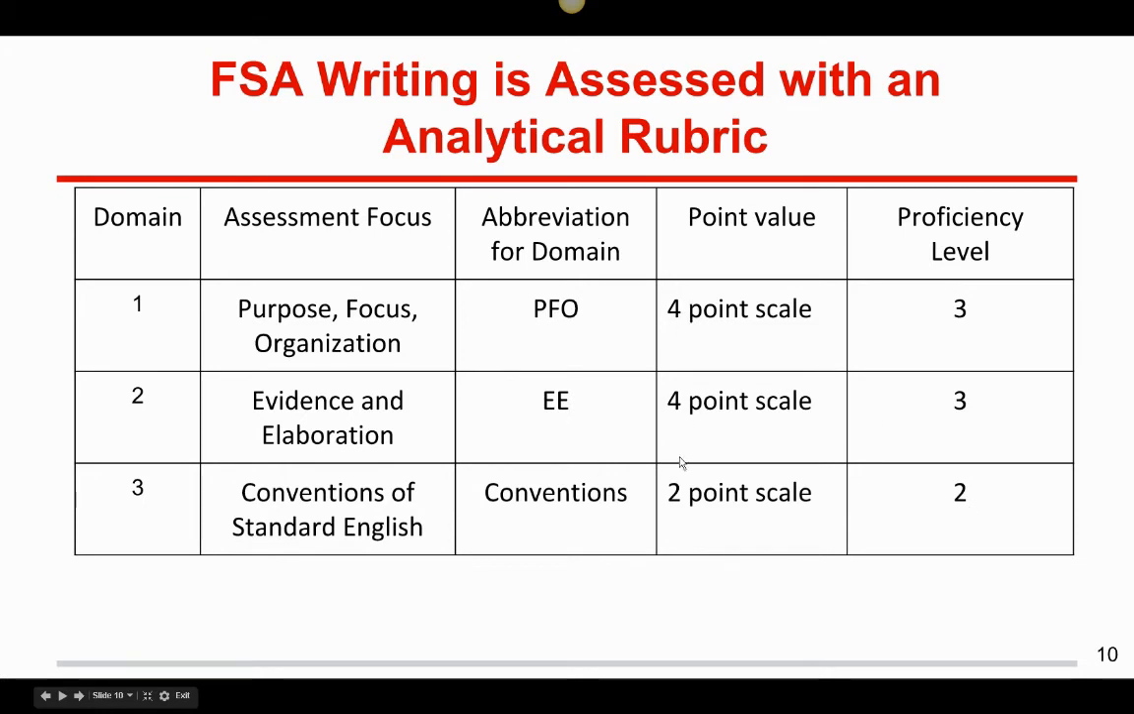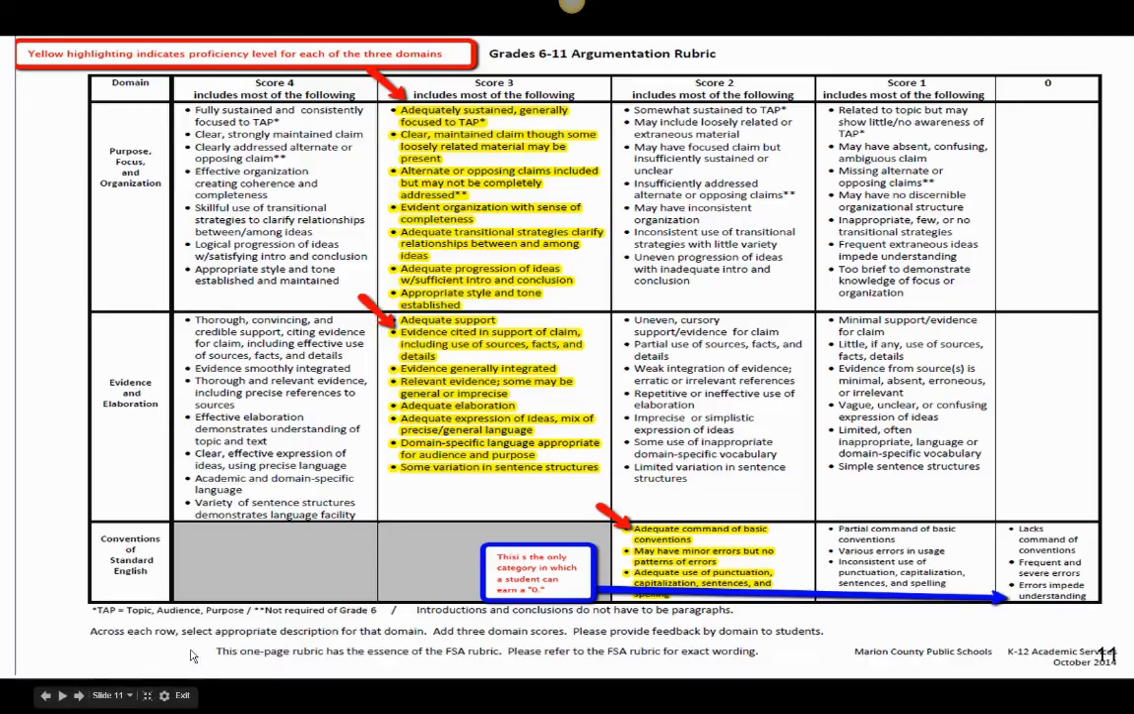So if you add all this up, you get 10 points. The most a student could score on this rubric is 10 points. A student is proficient, if you notice, at 8 points, 3 plus 3 plus 2. So 8 is proficient on the state's writing assessment rubric. This is a condensed version of the rubric, just so we can fit it all on one page and you can get the big picture.